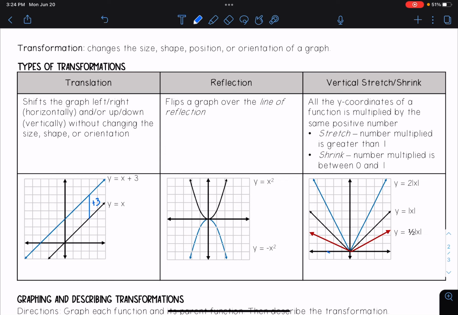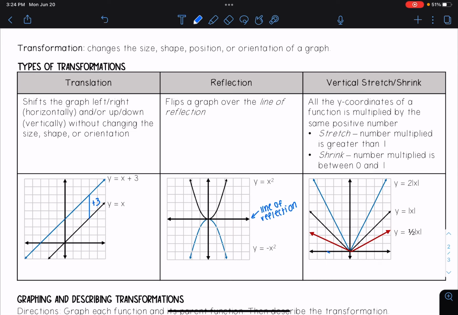The second one we have is a reflection, and this is one that flips a graph over the line of reflection. So for example, if I have y equals x squared and y equals negative x squared, this y equals negative x squared is a reflection of y equals x squared. All I did was flip it over the x-axis. So for this example, my line of reflection is the x-axis because that's what I flipped it over. But that won't always be the case.